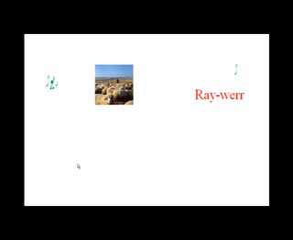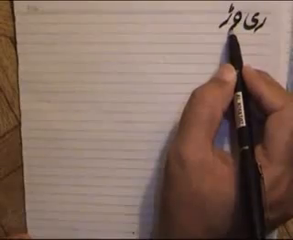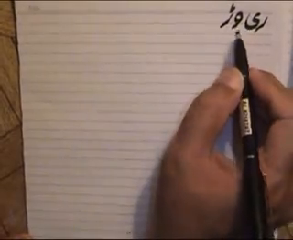Re, raver, a flock of sheep. Re, raver. So re, choti ye, then wow, and re again. Re, re, and wow, they are non-connectors, and choti ye is connector.